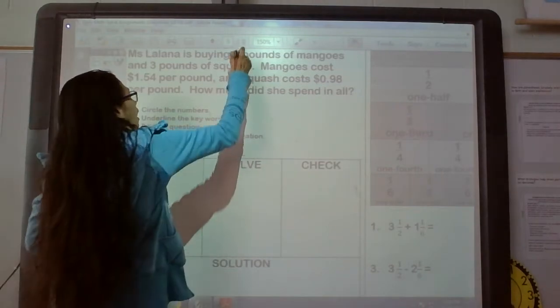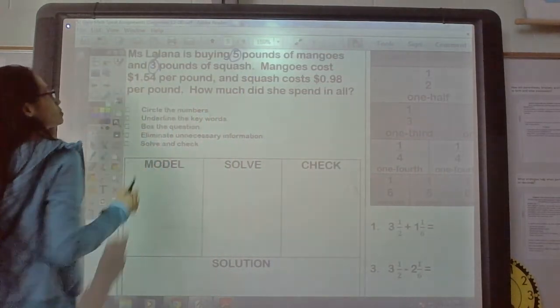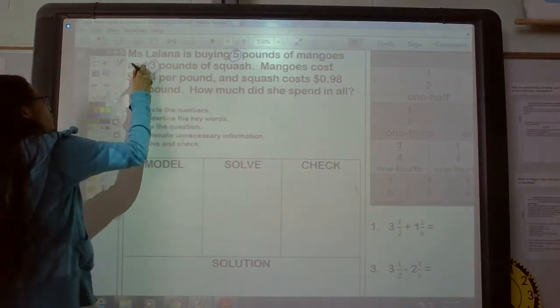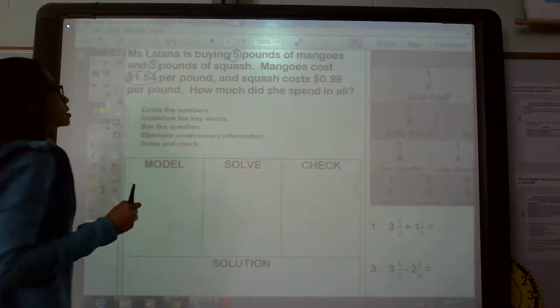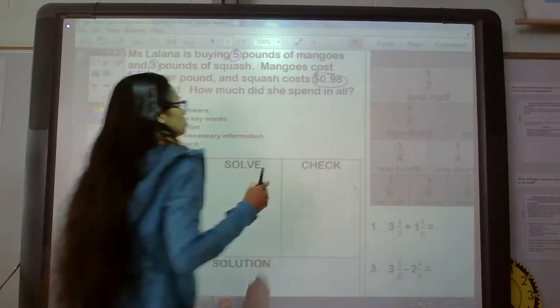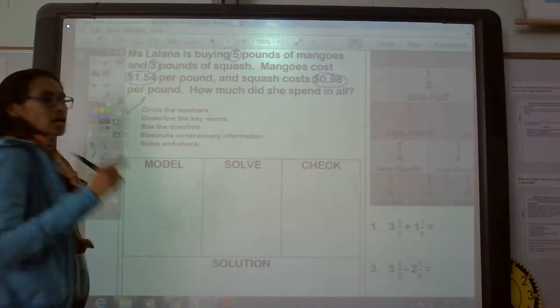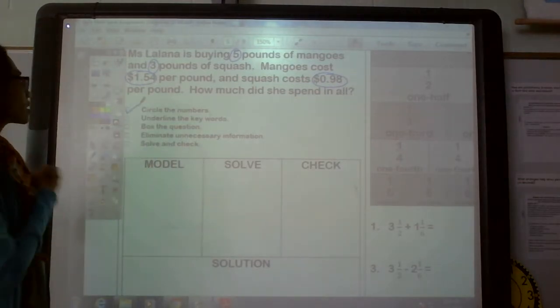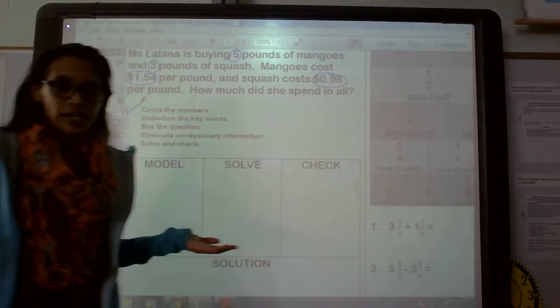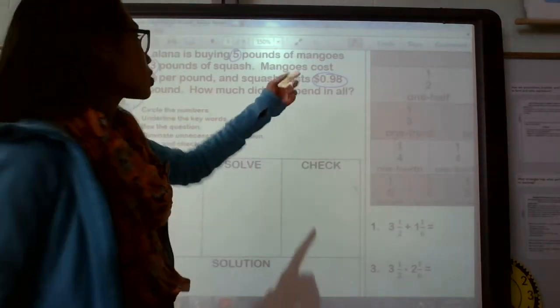What do you see? I see 5. I see 3. $1.54. 98 cents. All right, that's it. Done with that step. The next step is the U step, to underline the keywords. To underline keywords, we can start with the unit of each number. So let's look at that 5.